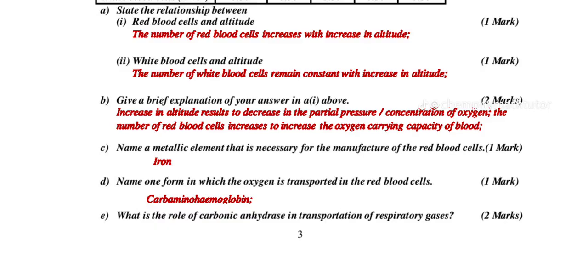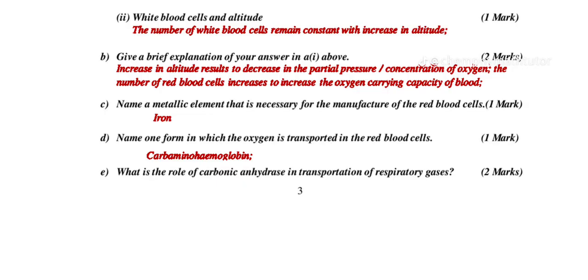C. Name the metallic element that is necessary for the manufacture of red blood cells, and the answer is iron. D. Name one form in which carbon dioxide is transported in the red blood cell. The answer is carbaminohemoglobin.